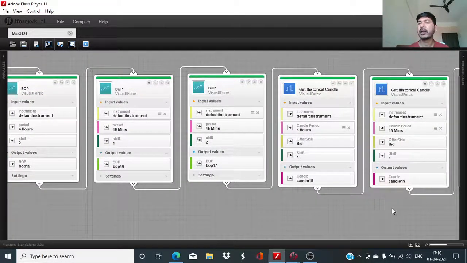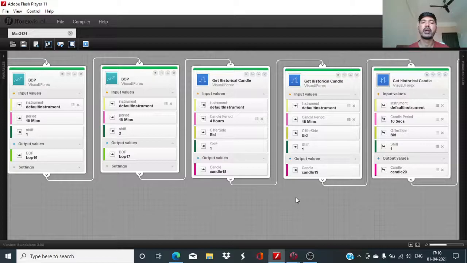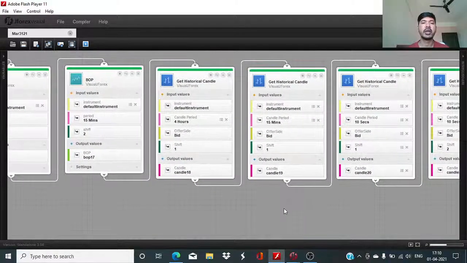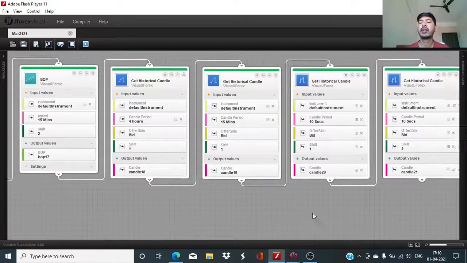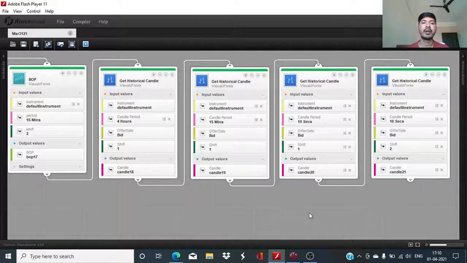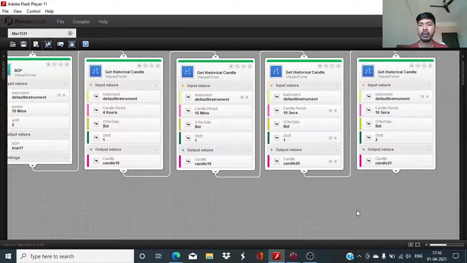The get historical candles are going to be used to look at the price volatility, and the execution is going to happen if we see that the immediate price momentum is also on the same side, that the price rise is there on 4 hourly as well as 15 minutes time frame prior to the execution of the buy trade. We'll also use these 10-second candles for the execution of the order.